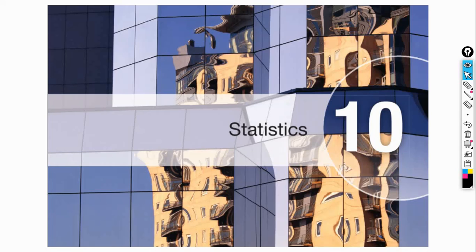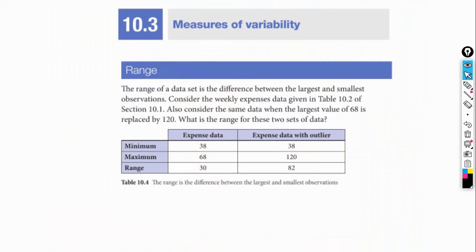Hi everybody, so in this video we continue with Chapter 10, Statistics, and now we're going to go into Section 10.3, Measures of Variability. And we're going to start by talking about the range. So the range of data in a set is the difference between the largest and the smallest observations.